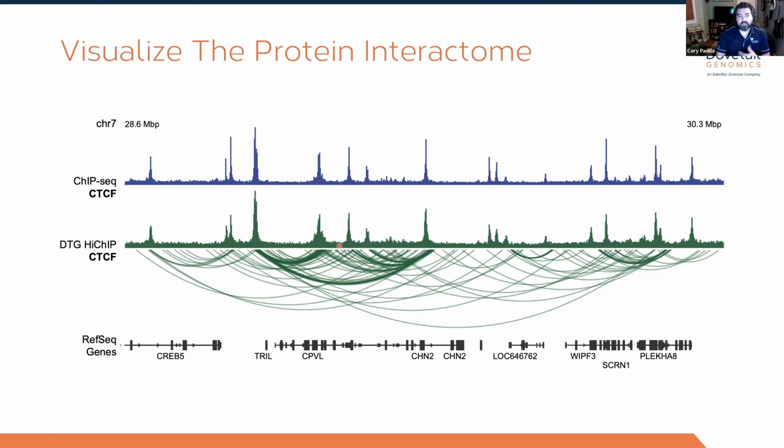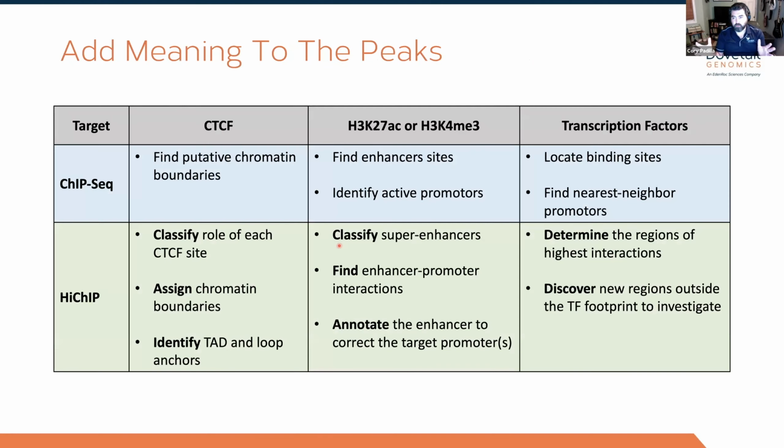So with this interactome data, what it really allows you to do is to add meaning to your ChIP-seq peaks, right? What ChIP-seq will tell you if you're doing CTCF is where those chromatin boundaries may exist. Not all CTCF sites are involved in chromatin boundaries. But if you add in that interactive data, you'll be able to classify the role of each CTCF site. You'll be able to actually assign where those chromatin boundaries are, and you'll be able to identify TAD and loop anchors that are actually involved in that chromatin folding.